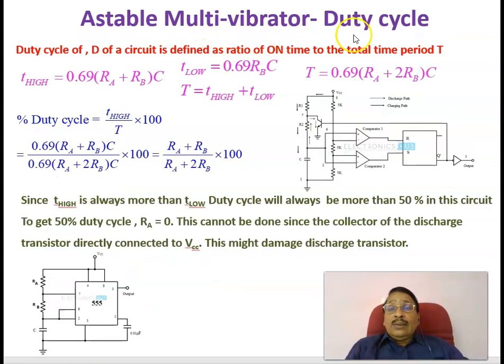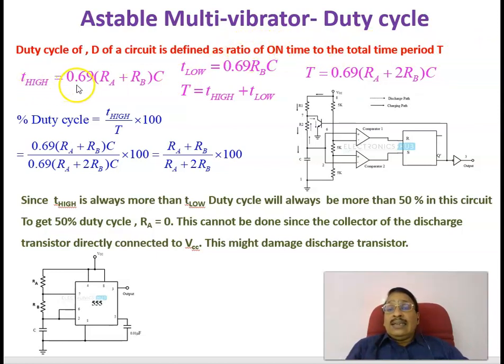Now let us see what is meant by the duty cycle of an astable multivibrator. The duty cycle, or D, of a circuit is defined as the ratio of the on period to the total time period, T on divided by T, or T high divided by total T. That ratio is called the duty cycle.